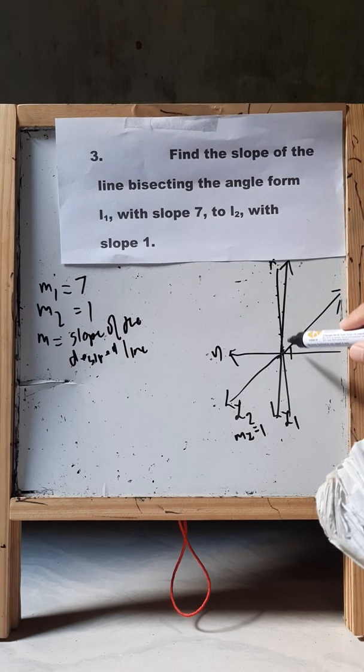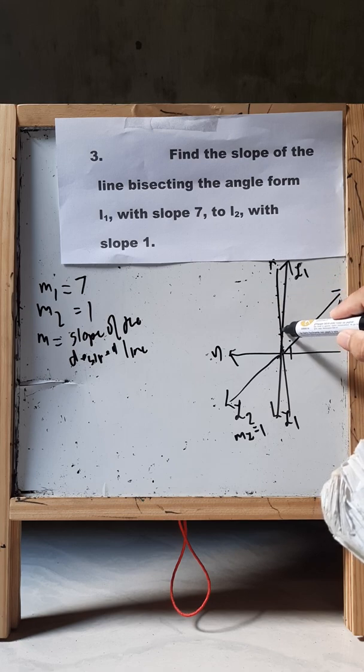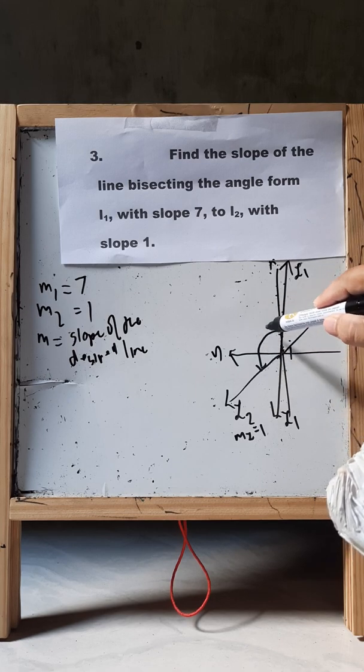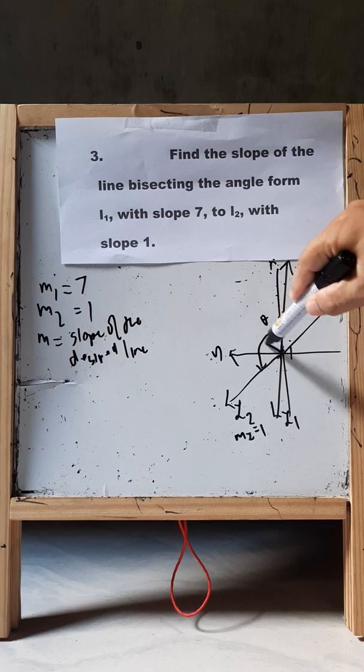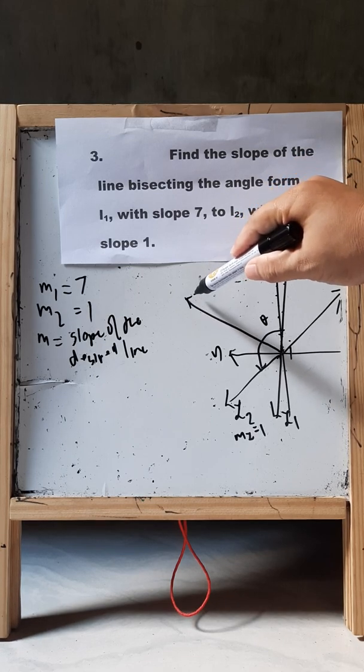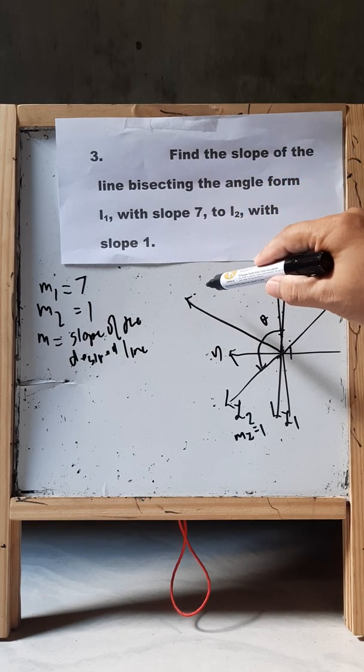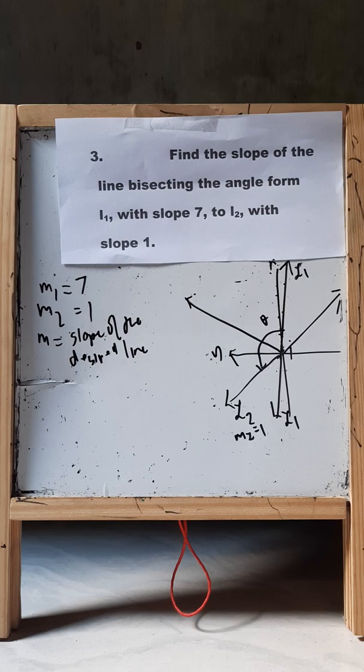So from line 1 to line 2, let us draw the angle theta here. This is the angle formed, which is an obtuse angle. Now what we are trying to find here is the slope of the line bisecting these two angles. So we're going to bisect this obtuse angle. For example, if this is 120 degrees, then 120 divided by 2 is 60 degrees. So we bisect it. This is what we call the angle bisector.